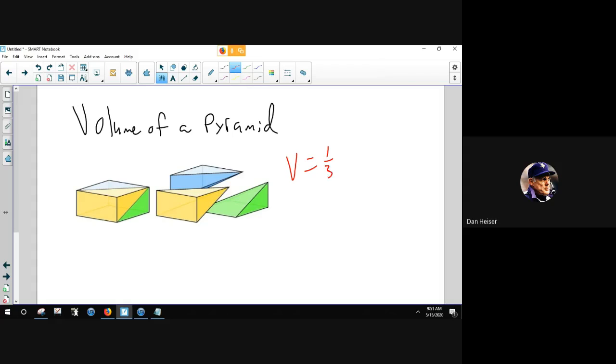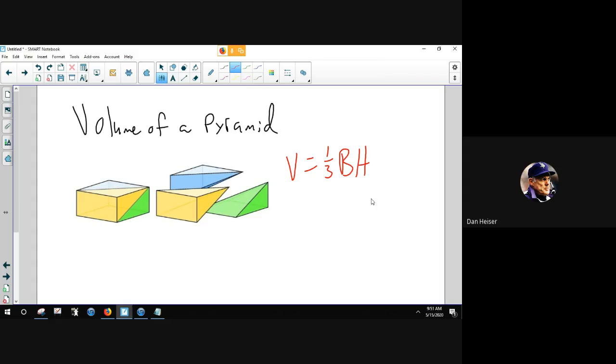So our pyramid volume formula looks very similar to our prism formula with one difference: that factor of 1/3. Capital B still represents the area of the pyramid's base. Capital H represents the height of the pyramid.